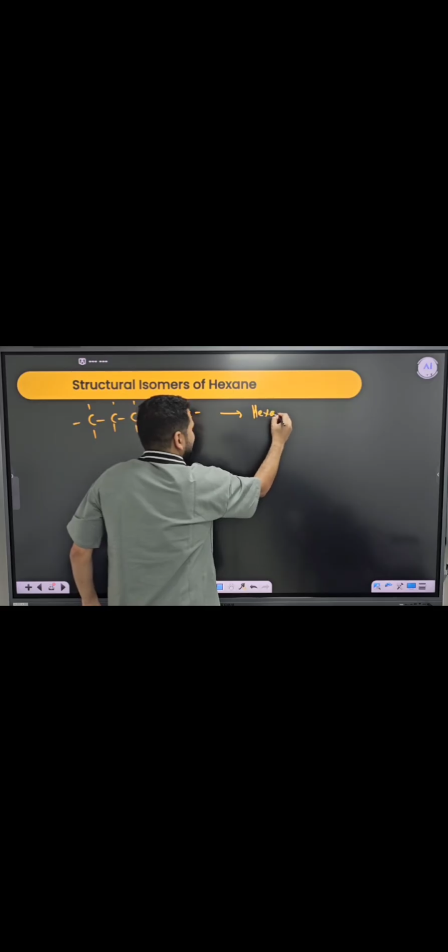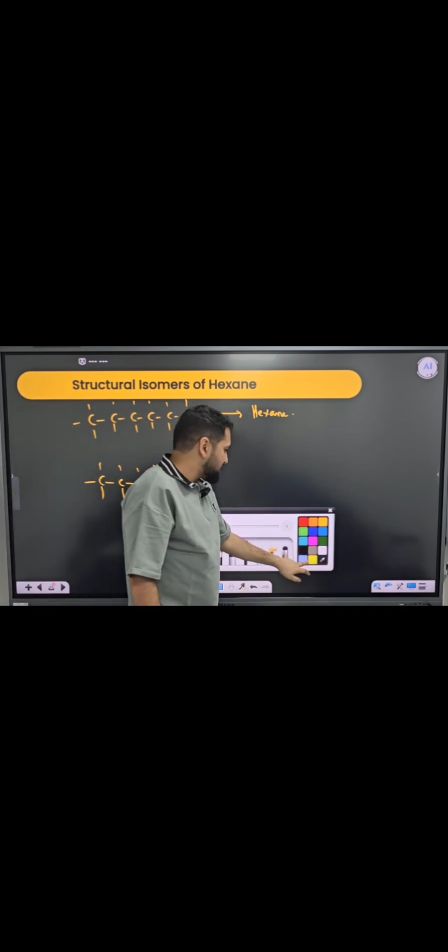If I make the structural isomers of hexane, how exactly will I be making them? For that, the first structure will be carbon 1, 2, 3, 4, 5 and 6. I will not write down H, it's understood that every line has H attached with it. This particular structure I'll be calling simply hexane, normal hexane.